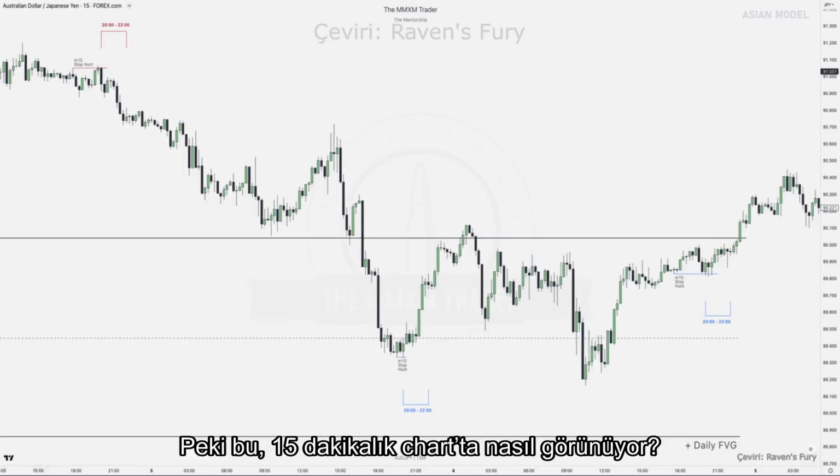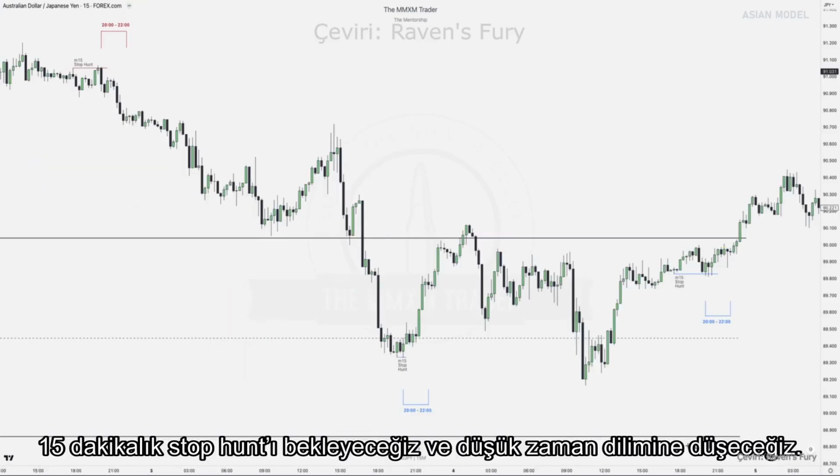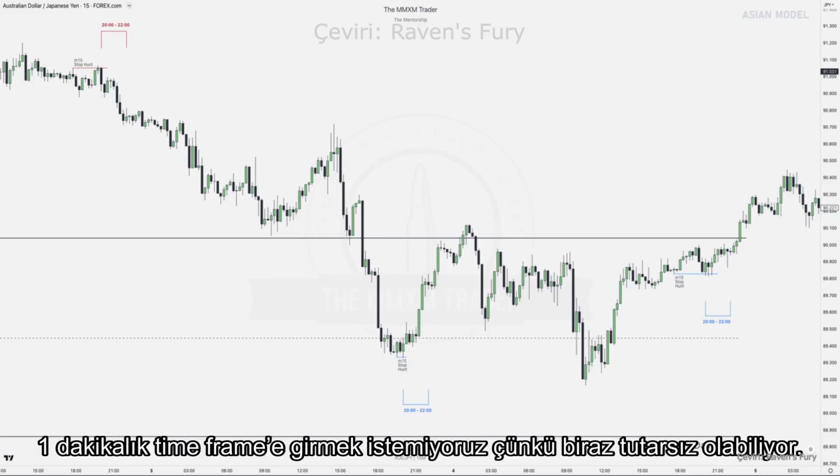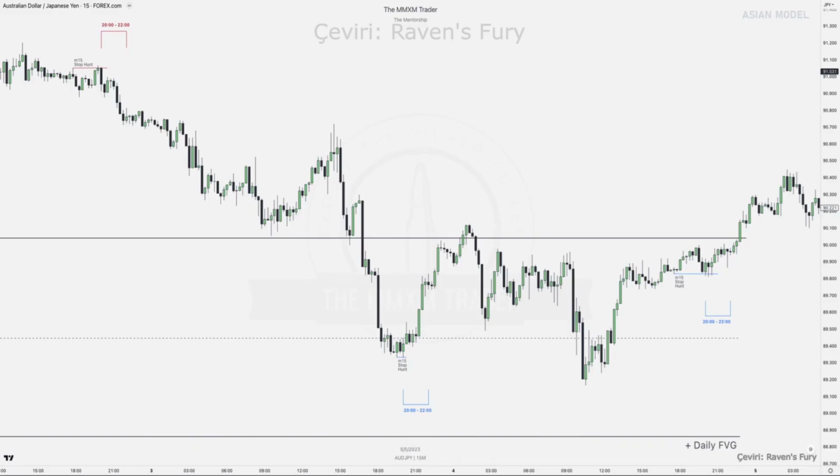Now how does that look on a 15-minute chart, right? And remember, we're going to look for setups between 8 and 10 p.m. New York time. We want to wait for that 15-minute stop hunt, and then we're going to drop down into a lower time frame. We kind of don't want to go into a 1-minute time frame because that is a little bit inconsistent. So we're going to focus on that 2 to 5 minute time frame.